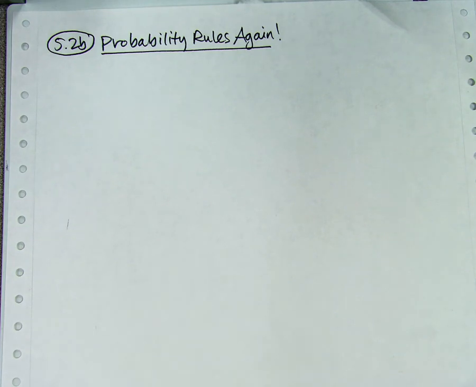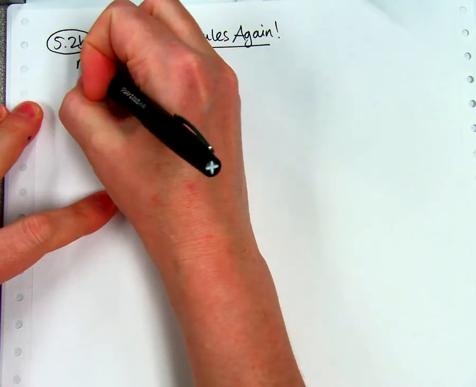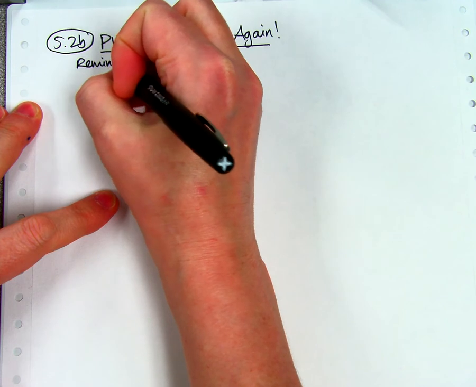Hello, stats class. This is lesson 5.2b. Remember 5.2a was probability rules. I thought about calling this more probability rules, but I decided to go with probability rules again because it's more fun. So, couple reminders, actually just one reminder of what we did in 5.2a.